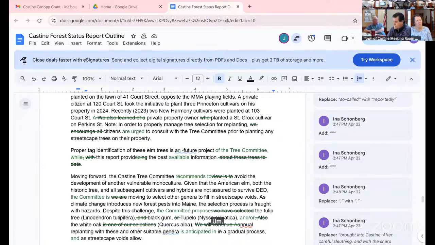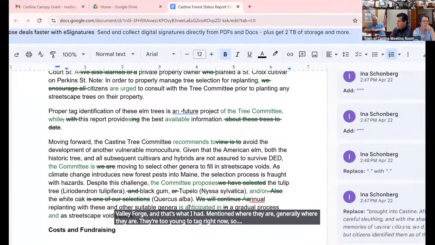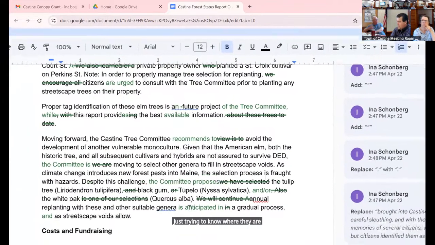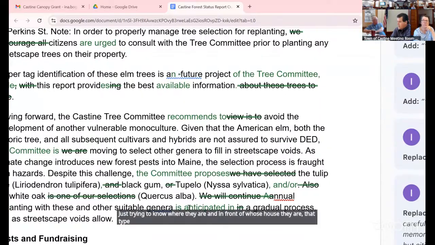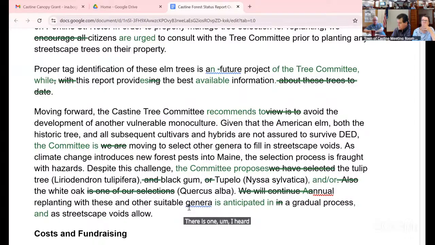Since then, we have planted some, mostly Princeton and Valley Forge, and that's what I have mentioned here, and generally where they are. They're too young to tag right now, so I just try to know where they are and in front of whose house they are, that type of thing. I heard a person down on Perkins Street planted a St. Croix.